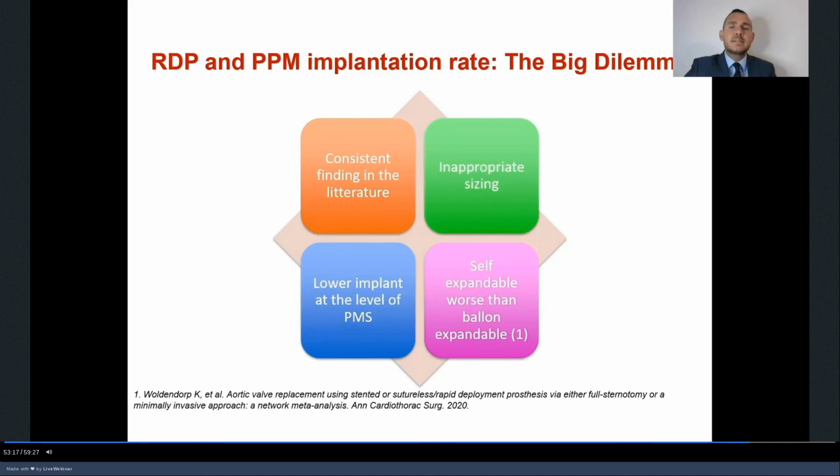This is quite a consistent finding in the literature, although it might be related to inappropriate sizing and to the first experience with the sutureless valves, but still it is a pretty consistent finding. Sometimes the level of implantation might also affect the rate of permanent pacemaker, and the self-expandable valves seem worse than balloon expandable.